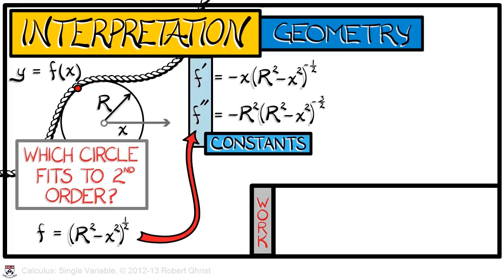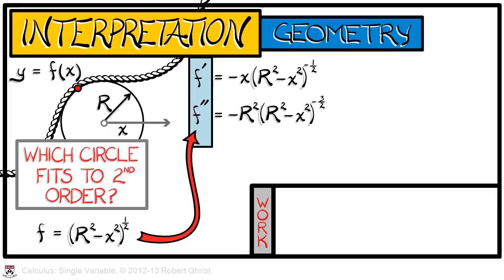Now let's step back for a second. At the point of tangency, we know f prime and f double prime. What we don't know are the values of x and, most importantly, r. That's two equations, two unknowns. We ought to be able to solve for r and get the curvature.